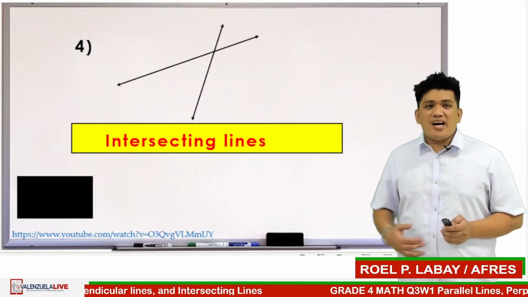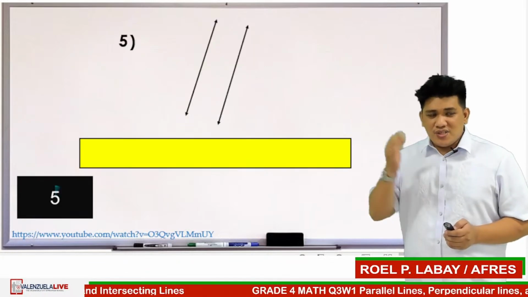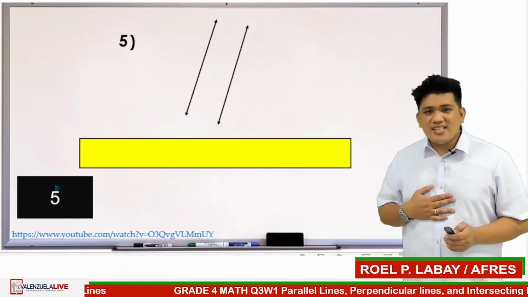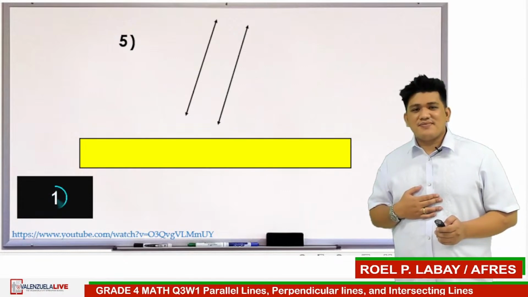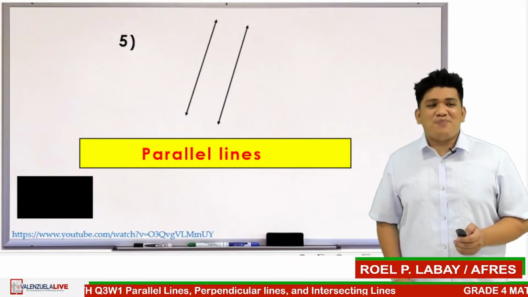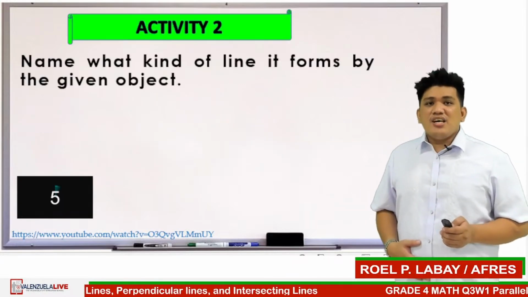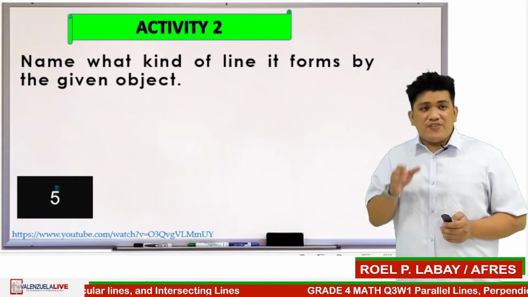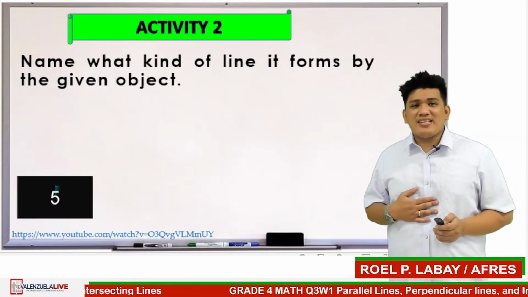And then last one, we have this figure. Is this parallel lines, intersecting lines, or perpendicular lines? Your 5 seconds starts now. Okay, time's up. The answer is very good, parallel lines. Now, let's move on to our next activity. Now, you will name what kind of line it forms by the given object. So, is it parallel line, intersecting lines, or perpendicular lines?